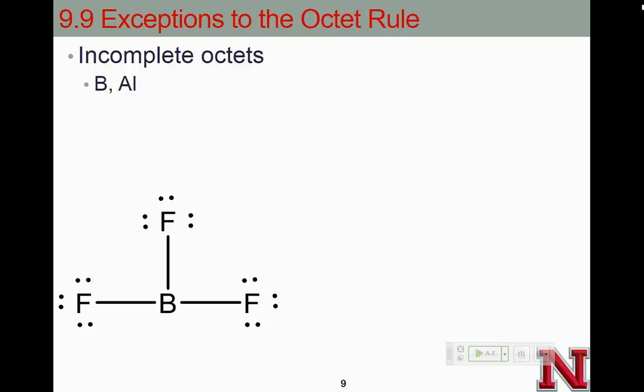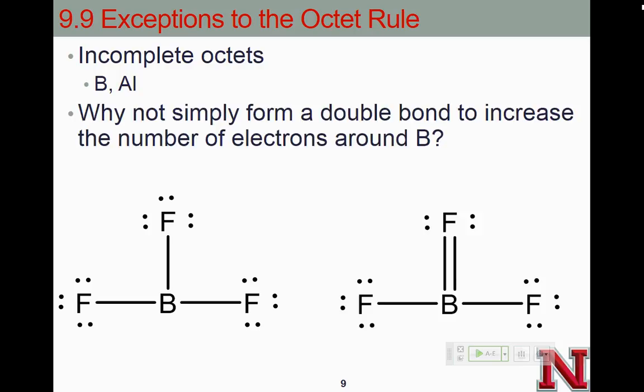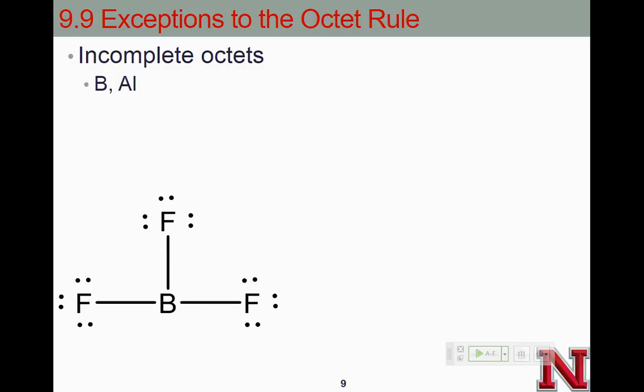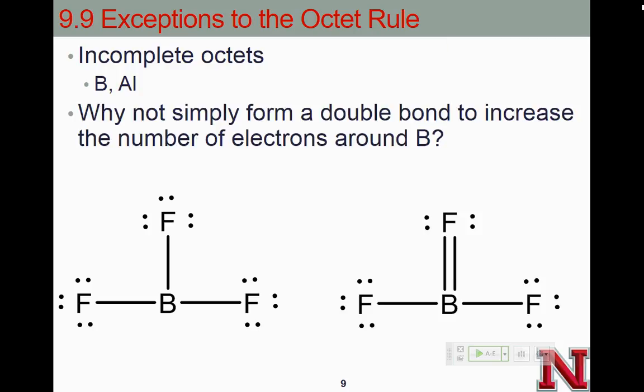Another exception are things like boron. If boron bonds with fluorine, it doesn't form an octet. Because again, if we look at the Lewis structure of boron, it actually predicts that it would only form 3 single bonds because we only have those 3 valence electrons, but it's still not very stable because boron doesn't have an octet. So the question you might ask yourself is, why doesn't it form a double bond with fluorine?